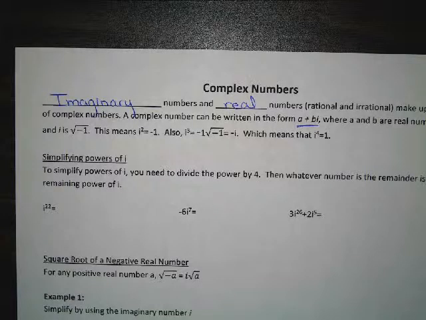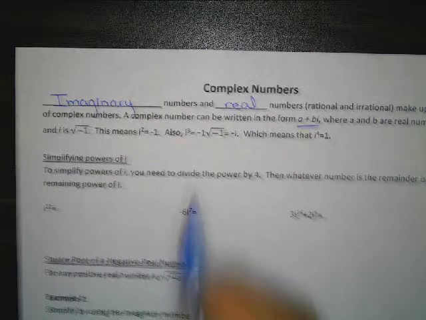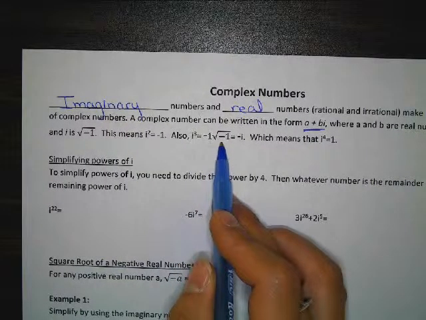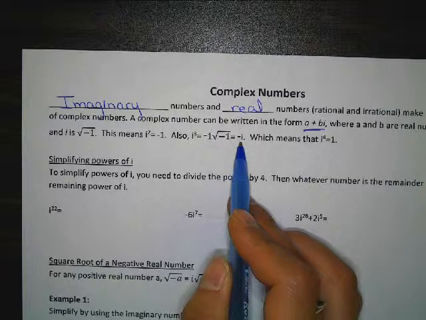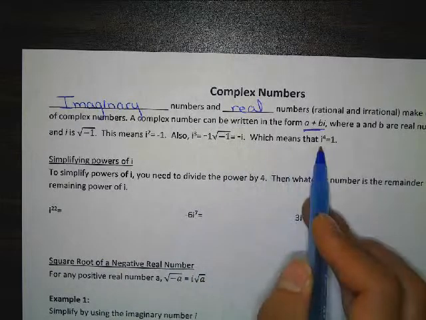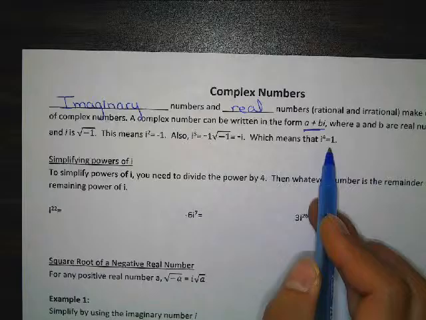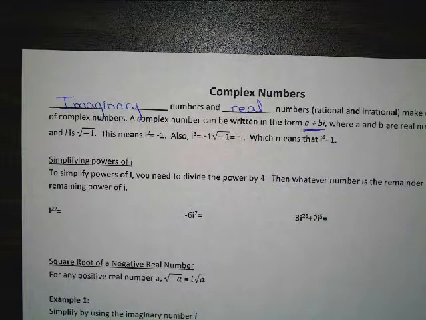Since i is the square root of -1, that means i squared equals -1, and then i cubed is -1 times the square root of -1, which is -i, and then i to the 4th is just 1 itself. So to simplify the powers of i, you need to divide whatever the power is by the number 4. Then whatever number is the remainder is the remaining power of i.